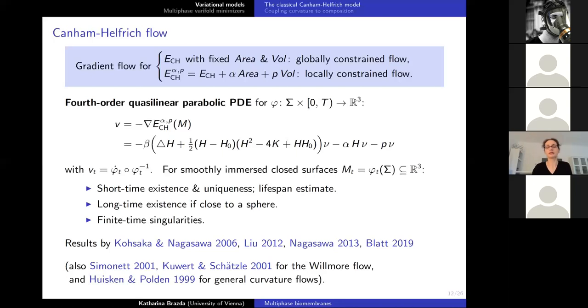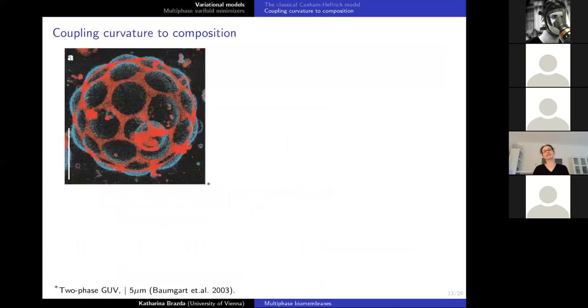Okay. But I'm interested in multiphase membranes, so membranes that look like this, as you can see here. This is an image, really an experimental observation, of a two-phase giant unilamellar vesicle. It's not a bilayer, but a single layer, and it's giant because it's so large that you can see this with an optical microscope.